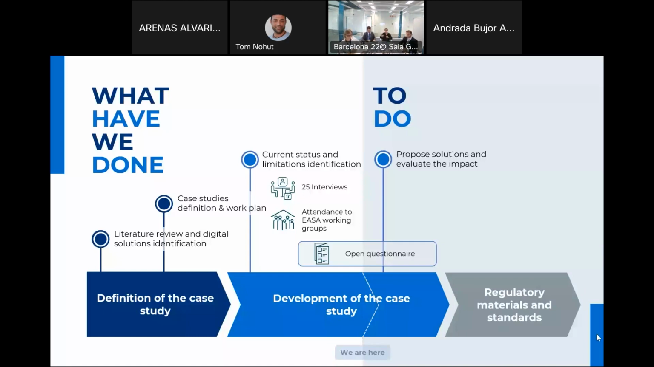For that, the next step, as I mentioned, is that the feedback from this questionnaire will be a first introduction to it. We will evaluate the impact of the solutions that we can propose, and finally produce a set of material for regulators where we will set some recommendations on how regulators can actually help the industry streamline these solutions.